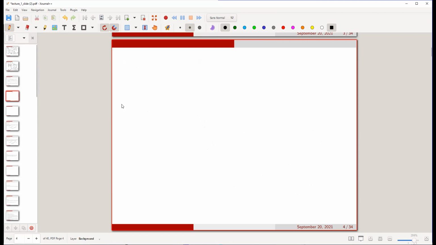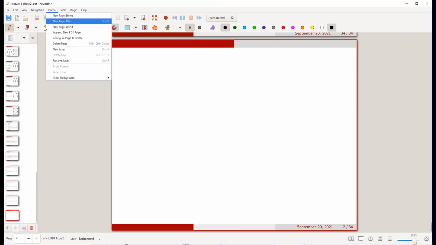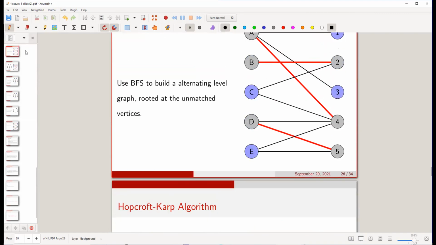A matching is called a maximum matching if, just one moment. Just one moment.